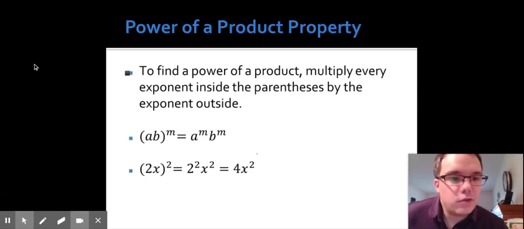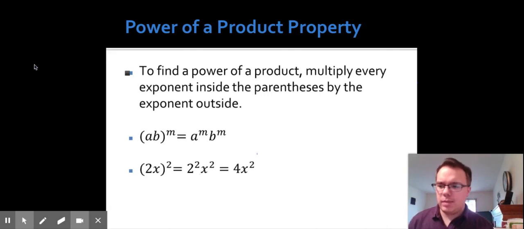All right, our last rule for the day is the power of a product rule. It's pretty much the same as the power of a power rule, only it states that if there's more than one power in the parentheses, we're going to multiply that exponent outside by every exponent inside the parentheses.